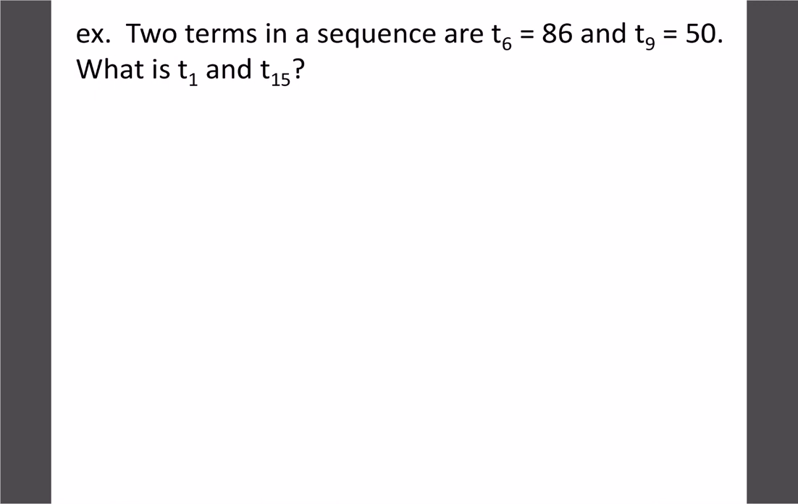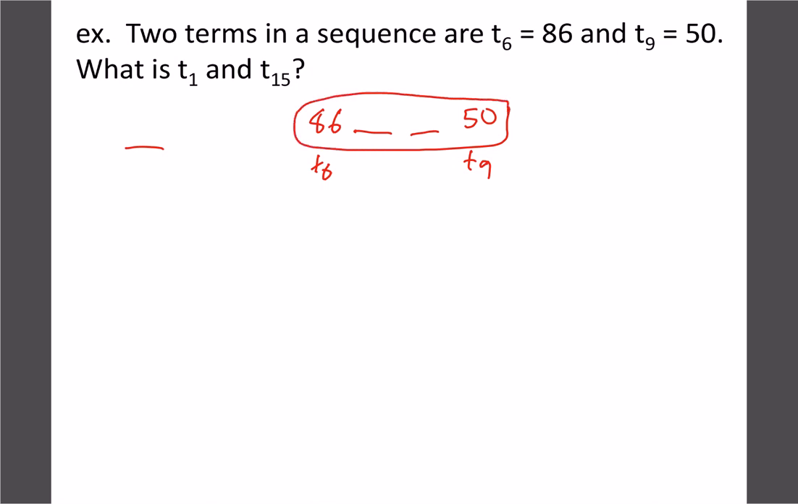Okay, so here's another one, kind of the same. So we don't know term 1, but we know that term 6 is 86. And we know that term 9, so 6, 7, 8, 9 would be 50. And we're looking for the first and the 15th. So once again, let's just look at this part only. We're going to call term 1 our 86 and term 4 our 50, just for the time being, and that's how we'll figure out what our difference is.